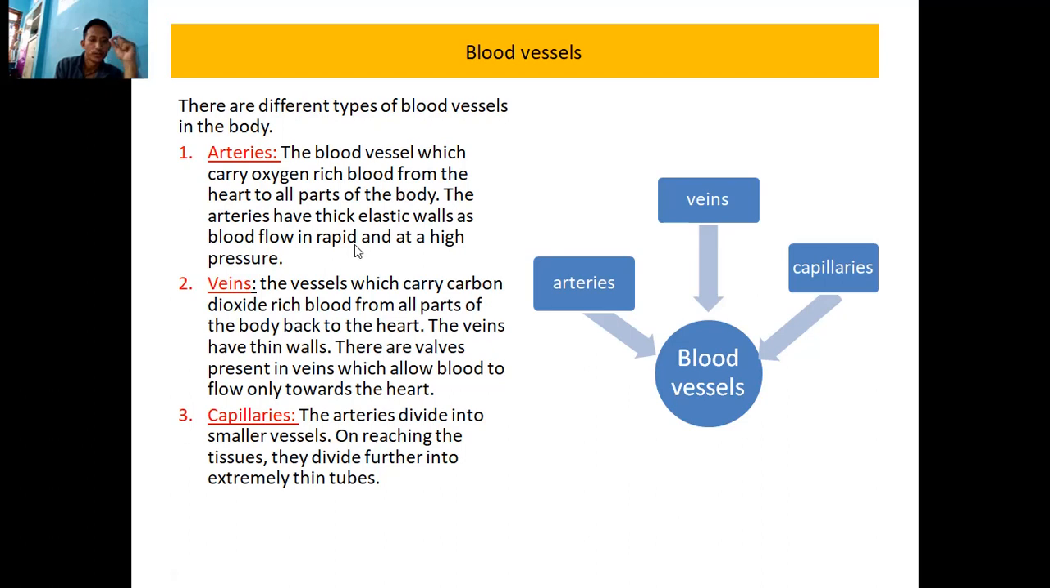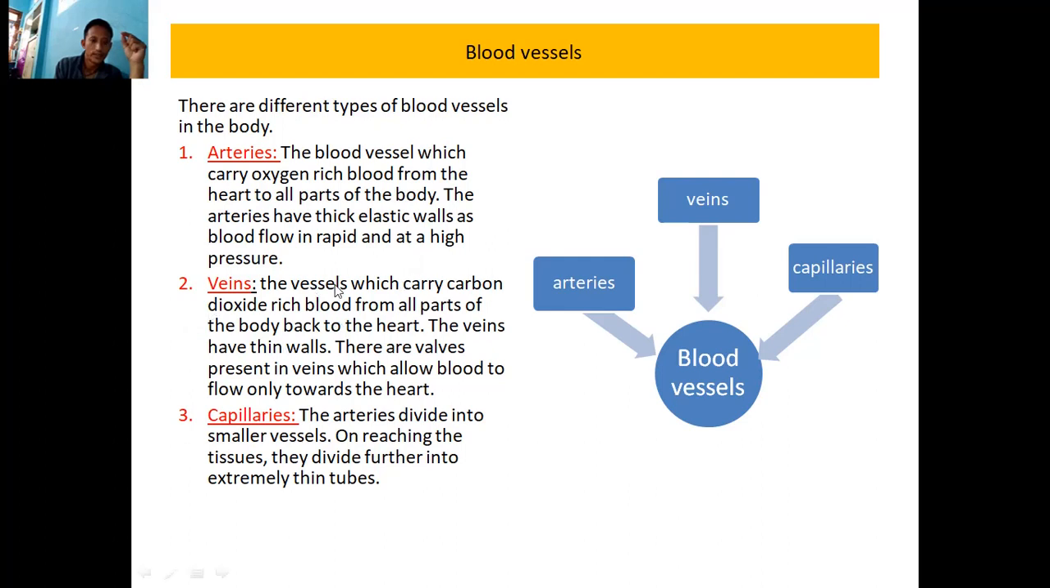The artery has a thick wall because the heart pumps blood with pressure, and the wall has to withstand it. The artery supplies blood to the cells, and the cells use the oxygen in the blood to break down glucose and release carbon dioxide.